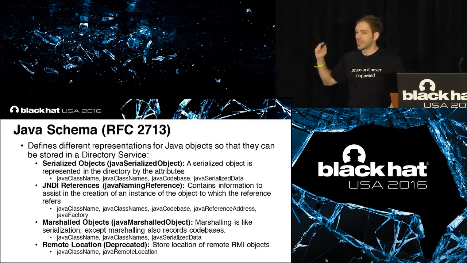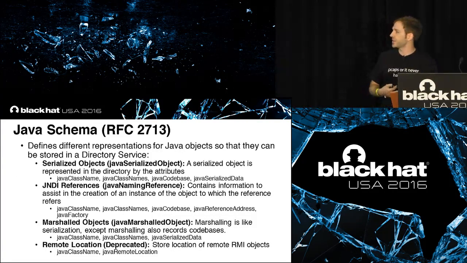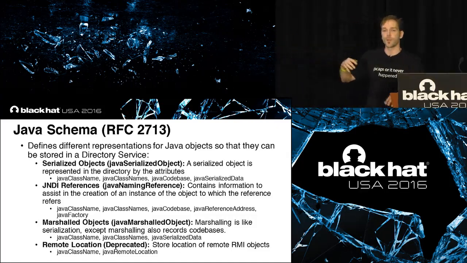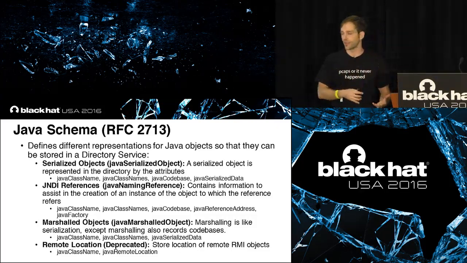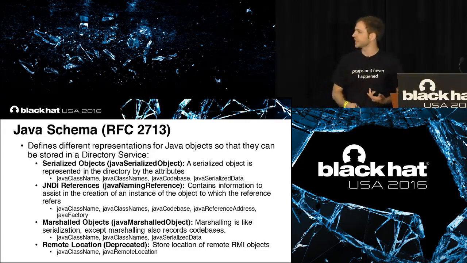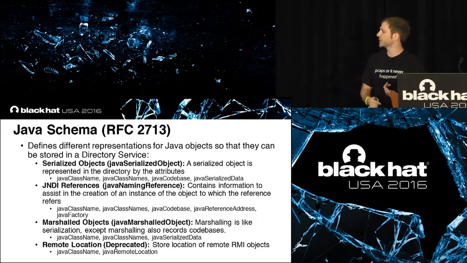So these Java attributes are defined in the Java schema that needs to be installed in the LDAP server. It's normally installed or pre-installed in some of them, like Apache DS, for example. They basically define different ways of representing a Java object in a LDAP server. So basically, you can use serialization, you can use JNDI references, you can also use marshaled objects, or remote location. This one is deprecated, but it's still an attack vector because the code is still present in the JDK libraries.